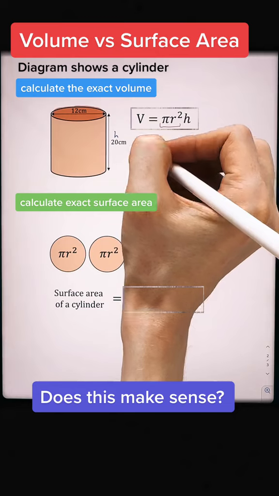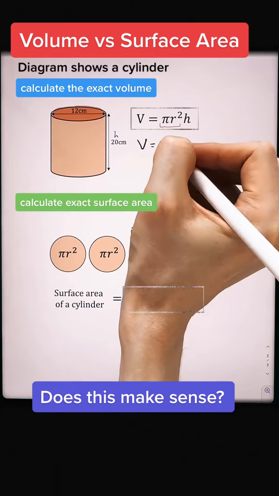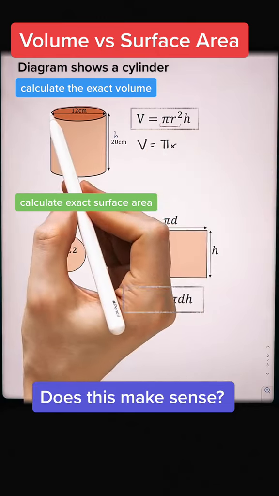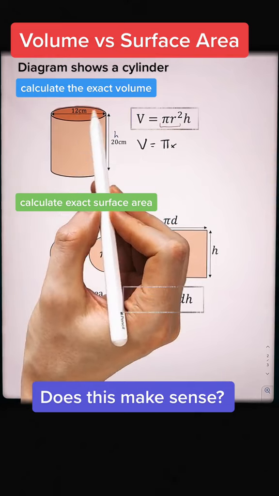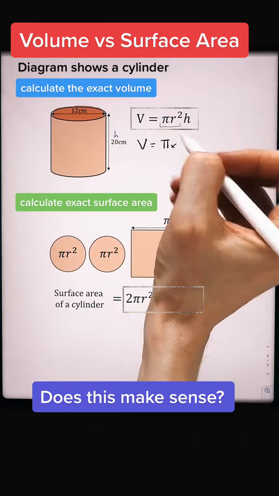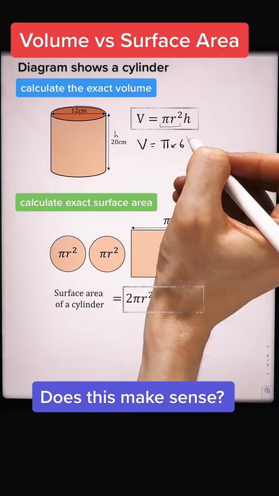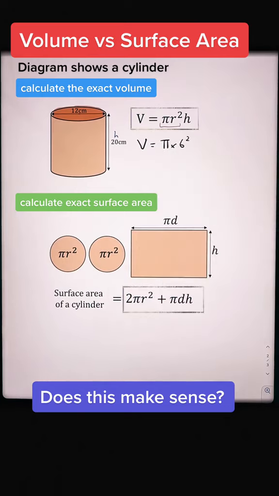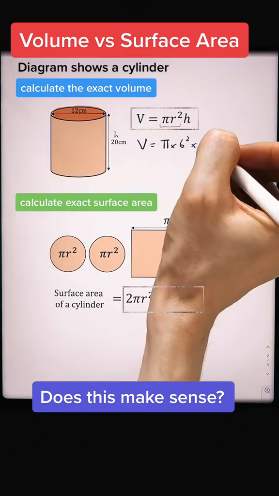Here, to calculate the volume of this cylinder, I'm going to do pi multiplied by... my diameter goes from one edge of the circumference through the centre to the other side. Therefore, my radius will be half of it. So half of 12 is 6, so my radius is 6. It's going to be pi multiplied by 6 squared multiplied by my height. In this case, my height of my cylinder is 20.